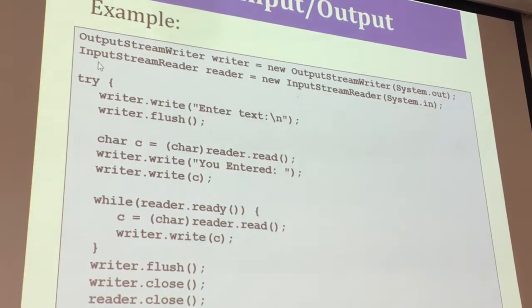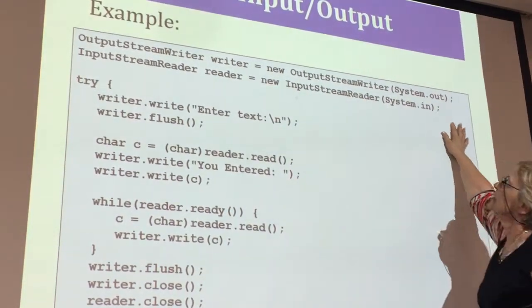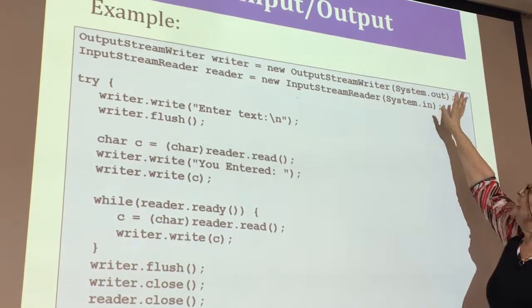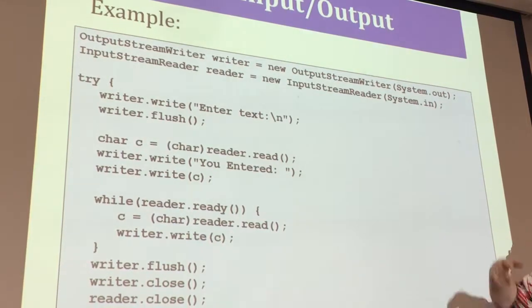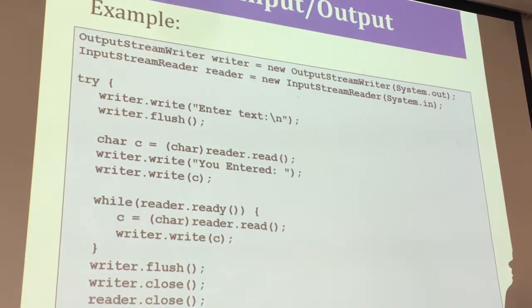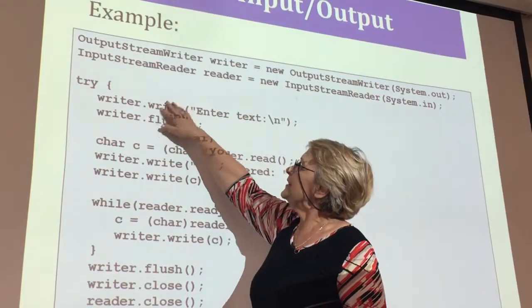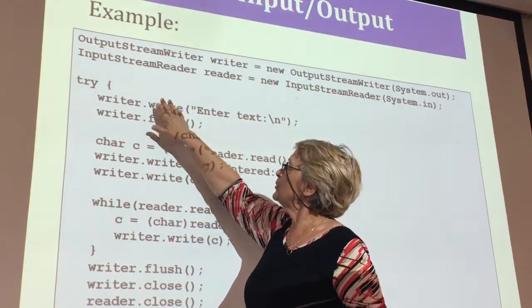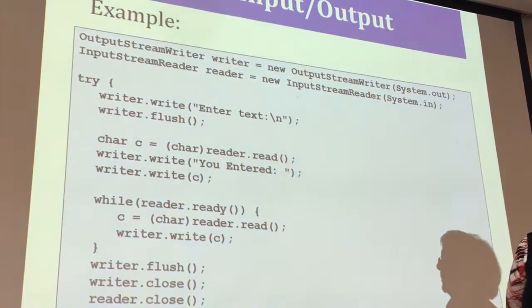Now, in order to work with output stream writer and input stream reader, you also have to work with objects. You have to declare the objects, and you have to pass some argument to the constructor as before. And then, as you can see, to display data on the standard output, we use the write method and use flush to force the output to appear.